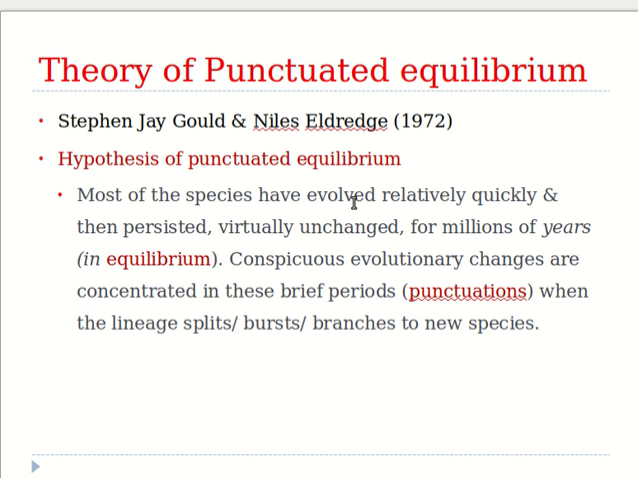So most of the species evolved relatively quickly and then persisted for millions of years virtually unchanged. This is what is referred to as equilibrium. And conspicuous evolutionary changes are concentrated in these brief periods when the lineage split, burst or branched into new species, and those times when there had been conspicuous evolutionary changes are what is referred to as punctuations. And this put together came up with the hypothesis of punctuated equilibria.